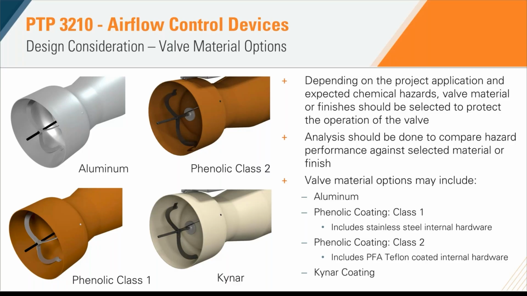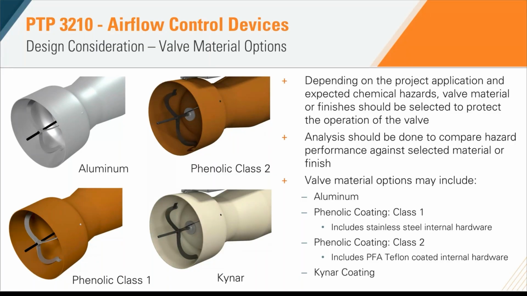You're going to have your standard aluminum body valve, or we can utilize a phenolic coating class 1. This again is an aluminum body valve coated in a phenolic coating that utilizes stainless steel internal hardware. A step above that is our phenolic coating class 2. Now instead we're still utilizing the phenolic coated aluminum body, but we're coating all of that stainless steel internal hardware in a PFA Teflon, ensuring that there's no exposed metal inside that airstream. And the final option available for the most corrosive type chemicals is the Kynar coating. Based again on the application intent, we should be able to select a valve material option based off of the project's hazards.